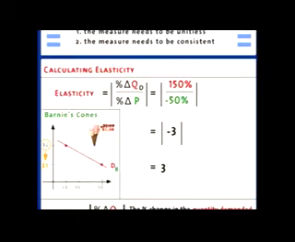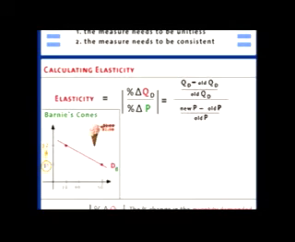The elasticity of demand is calculated as follows. Take the new quantity of 20, subtract the old quantity of 50, and divide by the base quantity of 50, the original quantity demanded. That gives you 20 minus 50, or negative 30, divided by 50 for negative 0.6, or negative 60%. The percentage change in price can be calculated as follows.